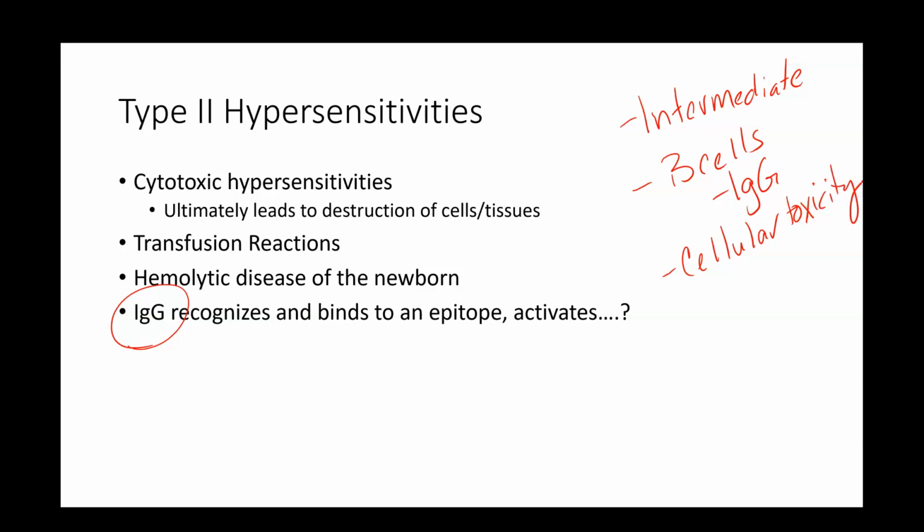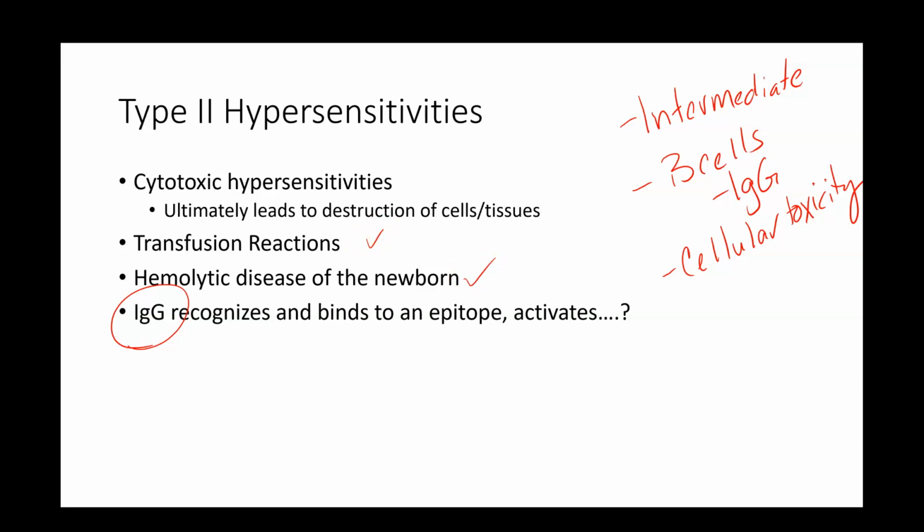Cytotoxic hypersensitivity, because this is going to lead to direct destruction of cells and tissues. Two examples that I'm going to talk to you about, and that is very important when you start practicing medicine, are transfusion reactions and hemolytic disease of the newborn.